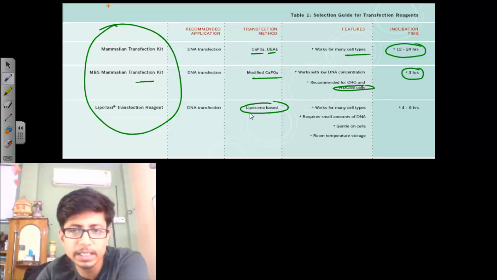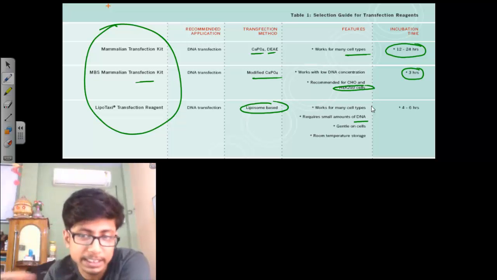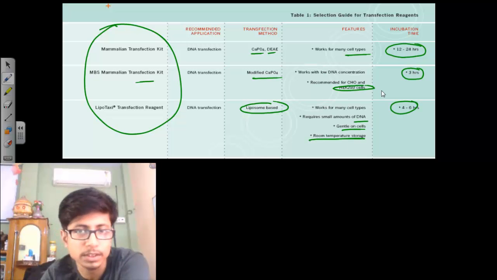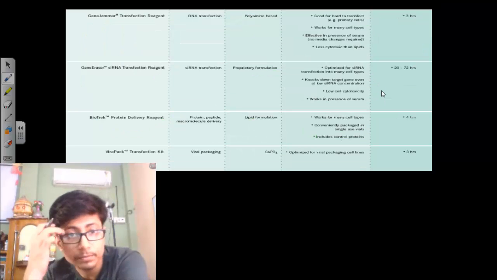Liposome based delivery works for many cell types, but it requires a small amount of DNA. We don't need a huge amount; a tiny amount of DNA can be inserted, and sometimes it should be inserted directly in the nucleus. It is gentle on the cells, room temperature storage is okay, and it takes about 4 to 6 hours for this process to work.